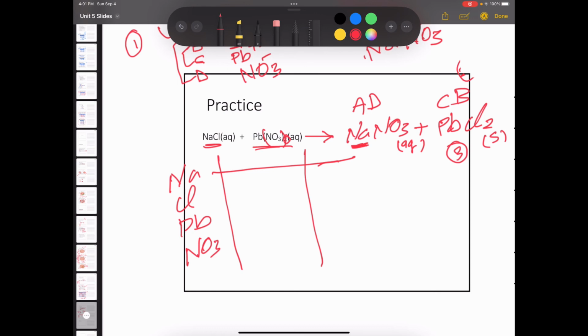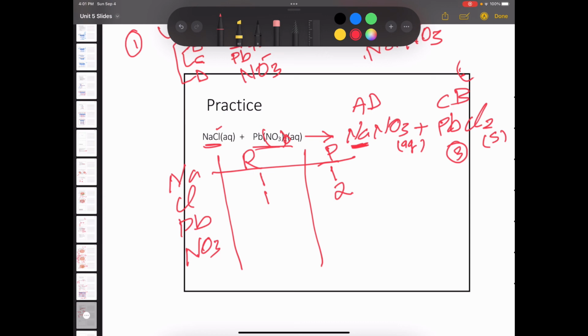Okay, so for the reactant side, this is the reactants and this is the product. For the reactant side, for the sodium, I have one and I have one on the product side. There is one, there's one. That's easy. For the chlorine, I have one chlorine, which is right here, and I have two chlorine. So there's one and there's two.